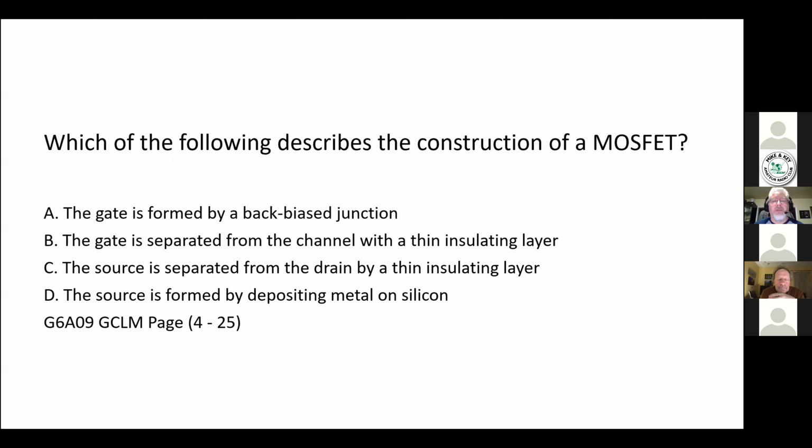Which of the following describes the construction of a MOSFET? A, the gate is formed by a back bias junction. B, the gate is separated from the channel with a thin insulating layer. C, the source is separated from the drain by a thin insulating layer. Or D, the source is formed by depositing metal on silicon. Bravo, the gate is separated from the channel with a thin insulating layer.